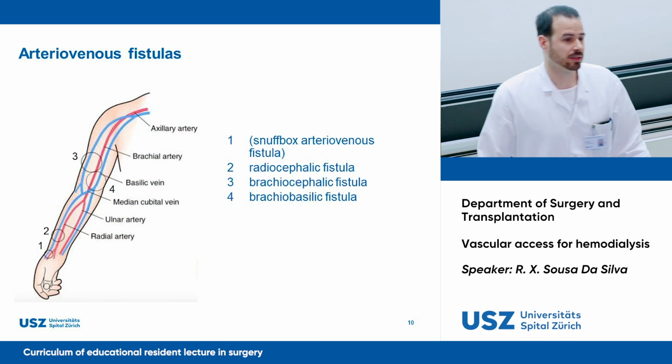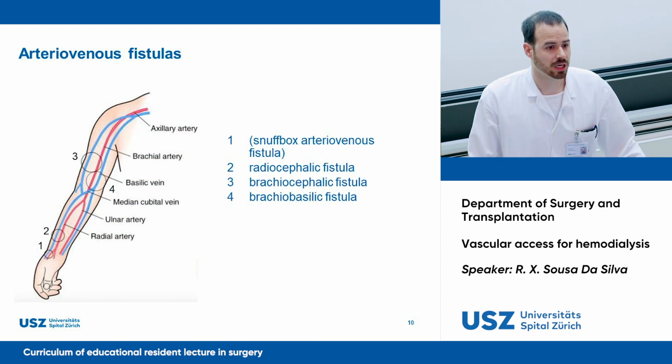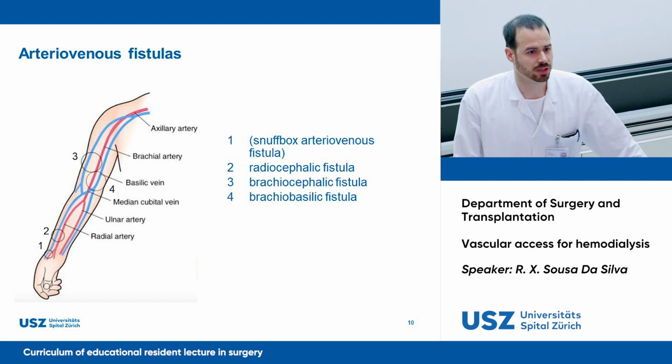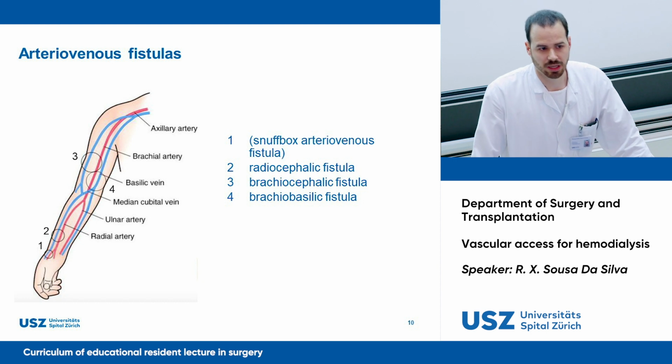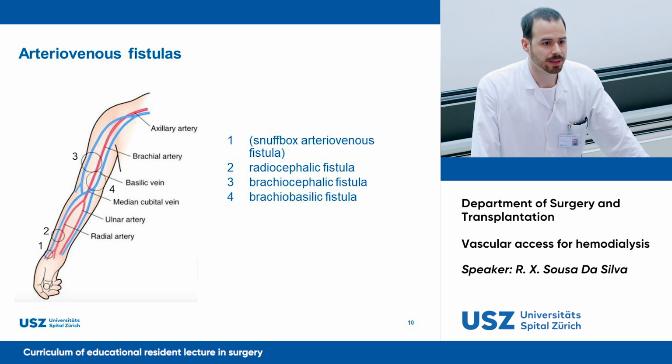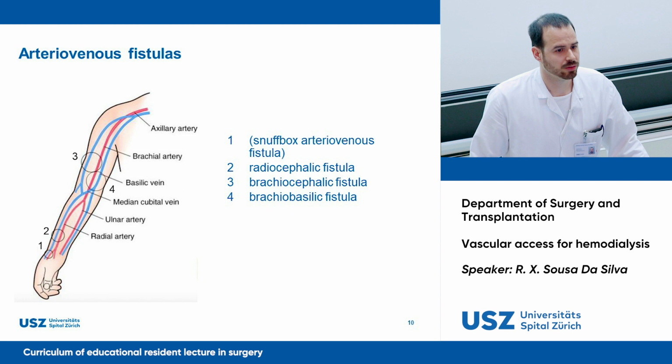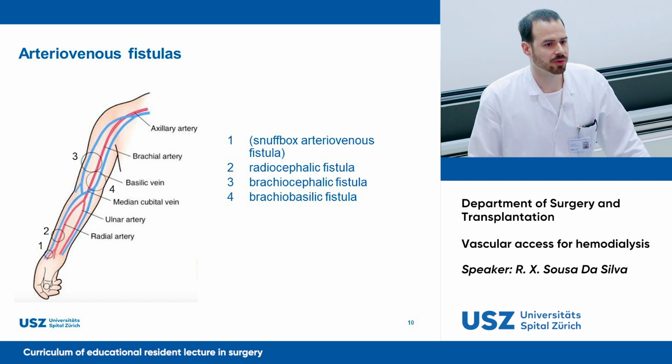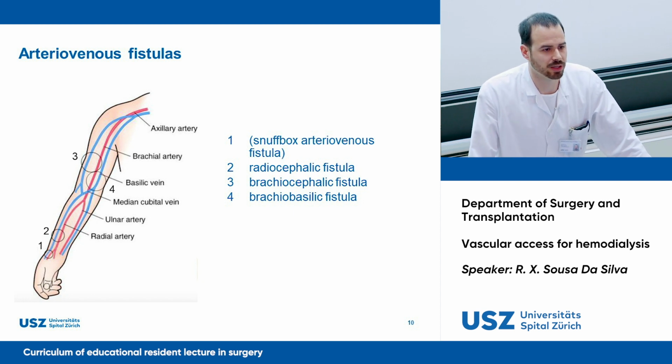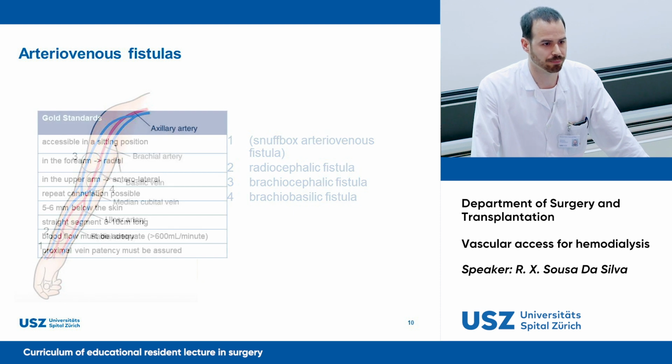Here you see the sites where you usually perform those arteriovenous fistulas. The snuffbox arteriovenous fistula is not used so much anymore because it has a low patency rate, but very common is the radiocephalic fistula, number 2, number 3 the brachiocephalic fistula, and number 4 the brachiobasilic fistula.